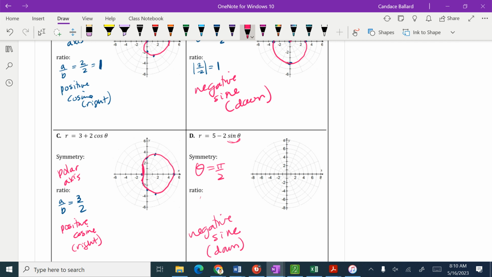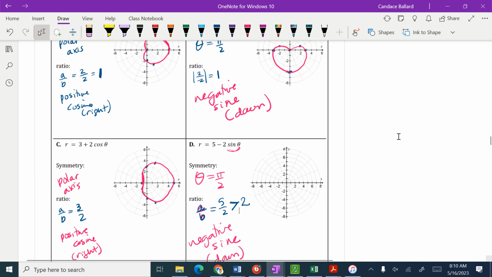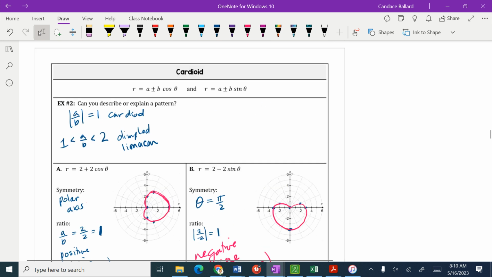My ratio this time, my A over B, though, is going to be 5 over 2, which is greater than 2 this time. So something else happens when it's greater than 2, okay? So we're going to write that down up here. Okay, so we have A over B is greater than or equal to 2. We're going to have what we call a convex limacon.